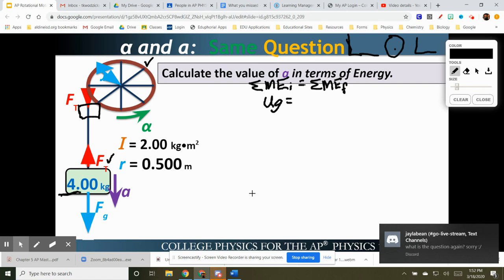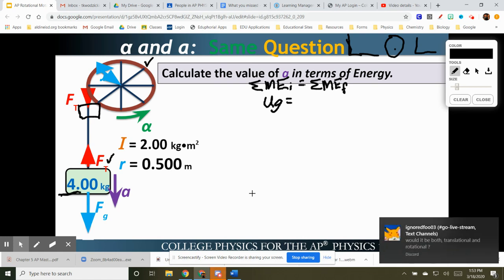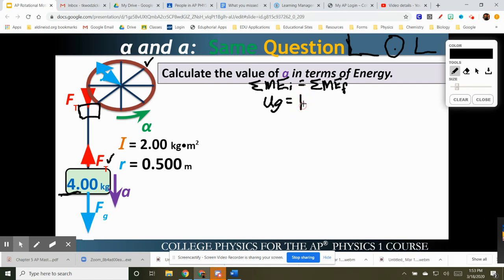Because we have rotational kinetic energy and translational kinetic energy. The question is, what is our mechanical energy final? We have all that gravitational potential energy, and where is it going to be converted to? We're going to have K_r, kinetic energy rotational, because the pulley is going to rotate, right? And then plus translational kinetic energy because the block is going to be falling. Are we okay?